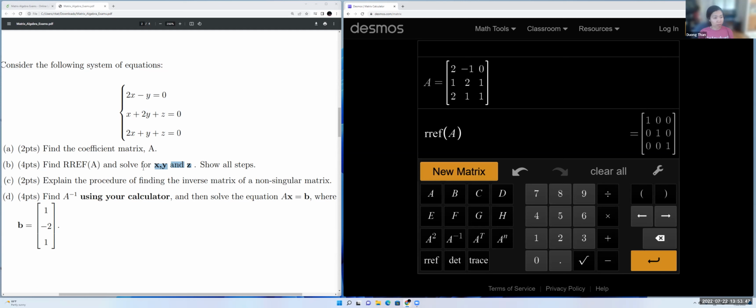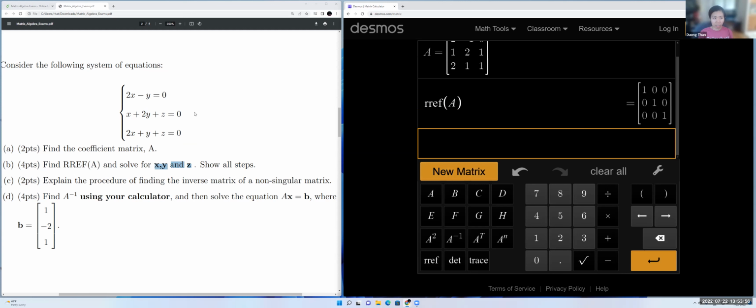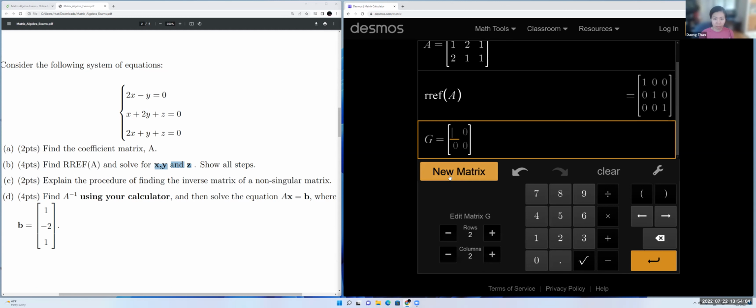Another way that we can find the solution for x, y, z is we can come up with the augmented matrix of the system of equations. So let's call it G, as an augmented matrix of the system. And G, the augmented matrix, is a matrix that starts with the coefficient matrix, and then you enter the constant vector, which is the values on the right side of the equations, as the next column.